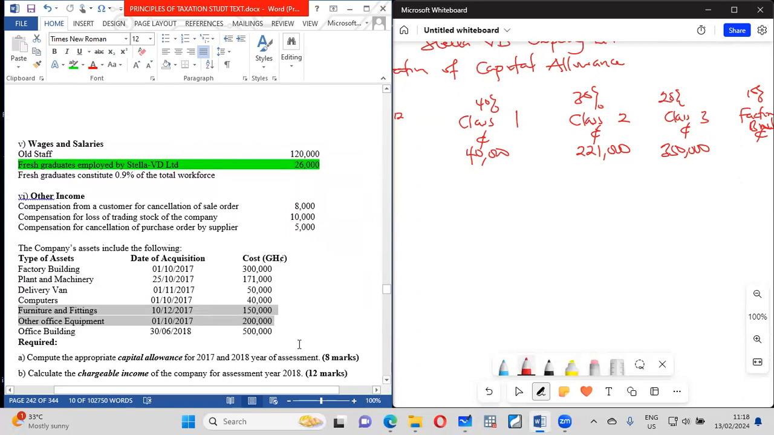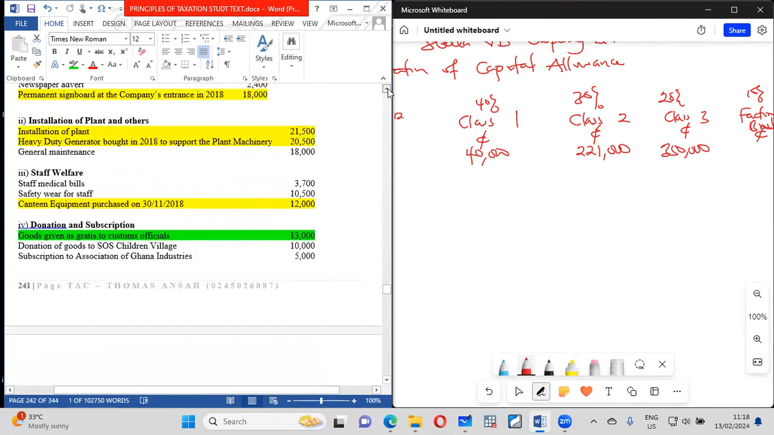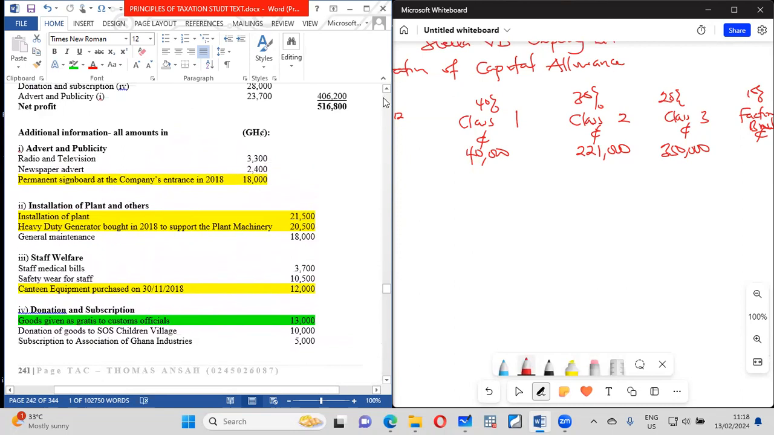Then the last one, office building. You see, the office building here is in 2018. So it means that there is nothing we can do for that. Then what about the other one? That one too was in 2018. The signboard too is in 2018. Okay, so we will chalk on those ones.